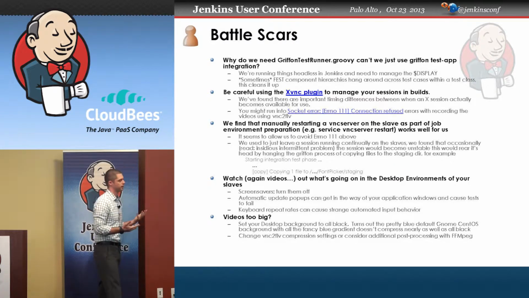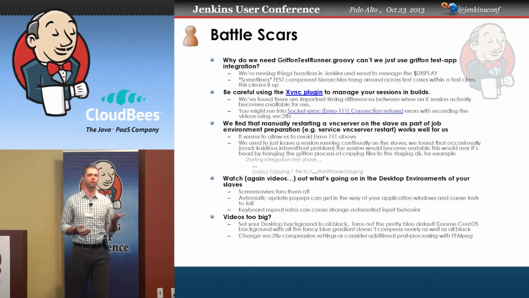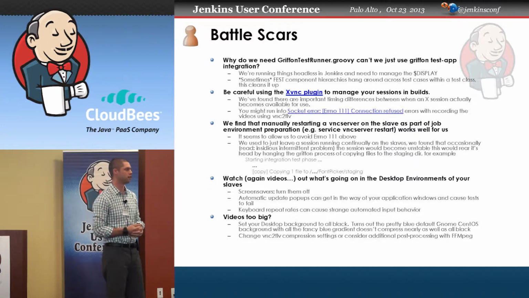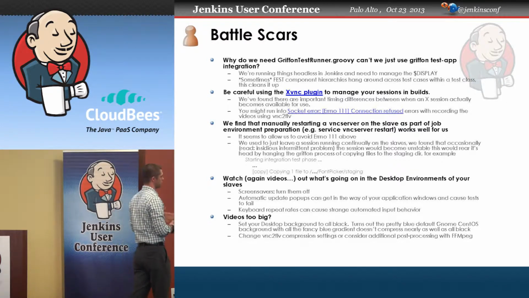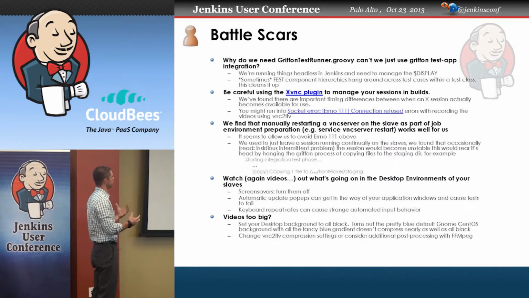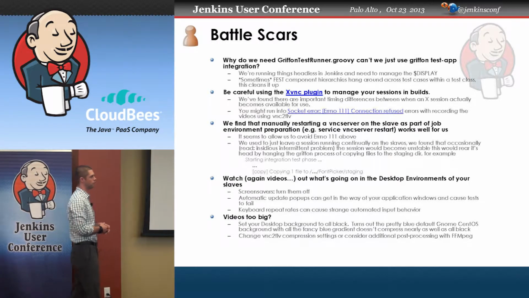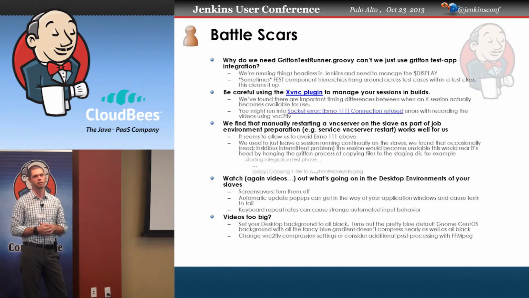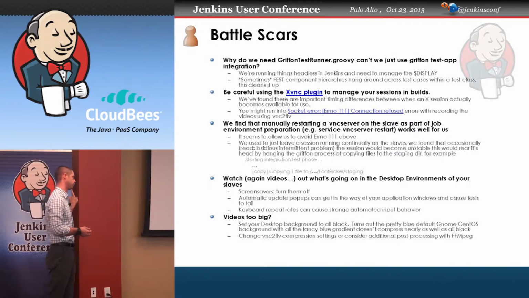So number one, why can't we just use Griffin test app integration? Why did we need to use the FEST test runner? Well, the test app integration doesn't accommodate the linkage to the VNC server, so we needed to basically manage that display variable and wrap it. That was reason number one.